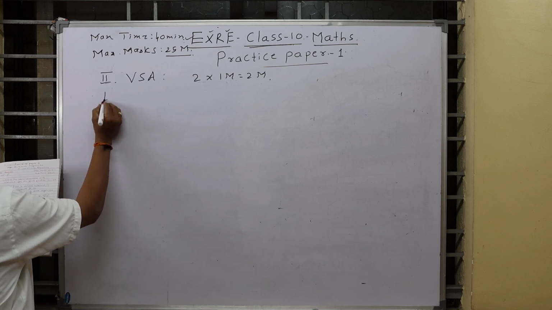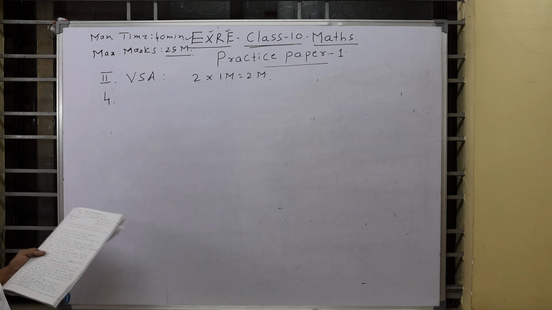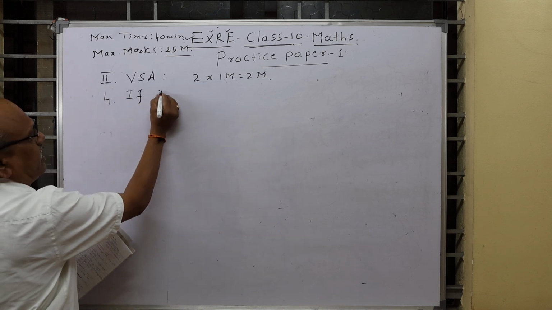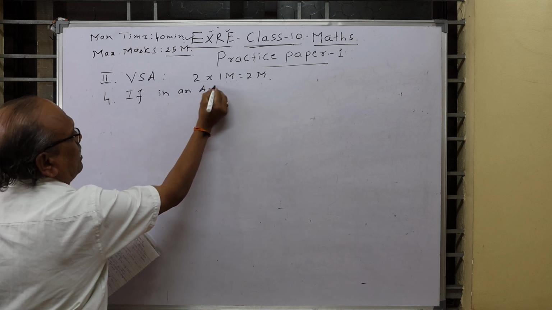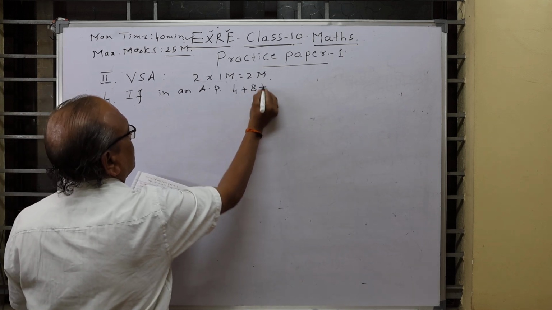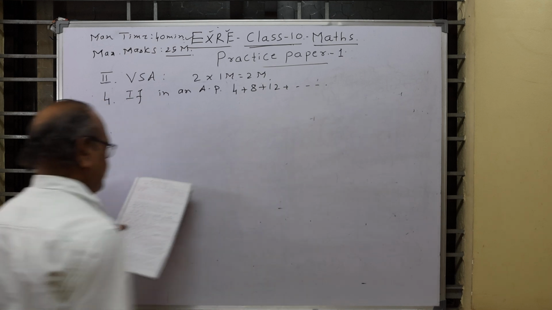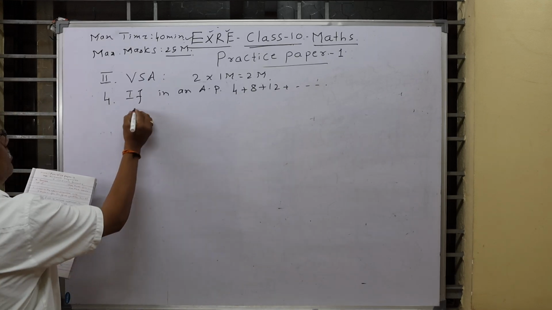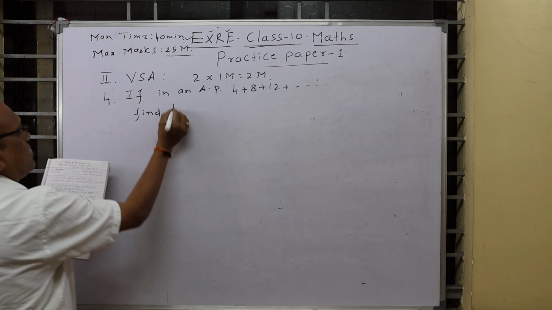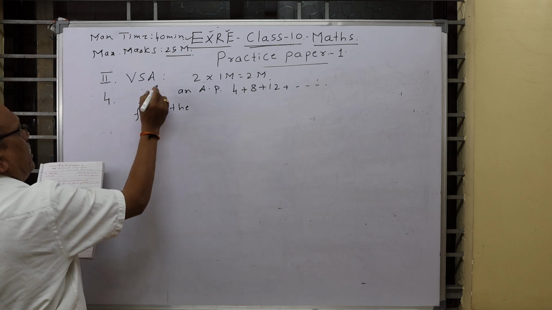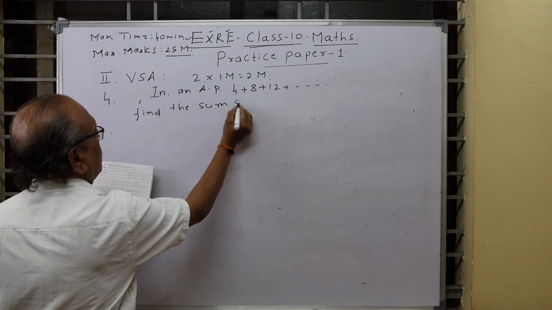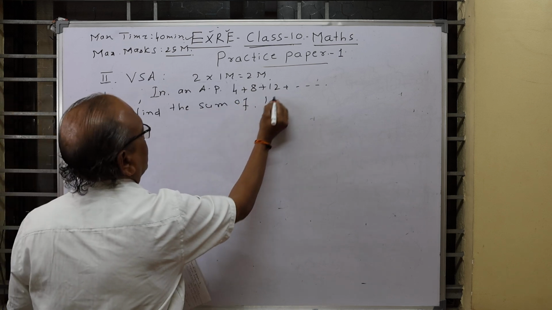The first question is already 3 questions are completed. If in an AP, take the question, note down the question, then mute it and solve it. In an AP 4, 8, 12, and so on, find the sum of 16 terms.